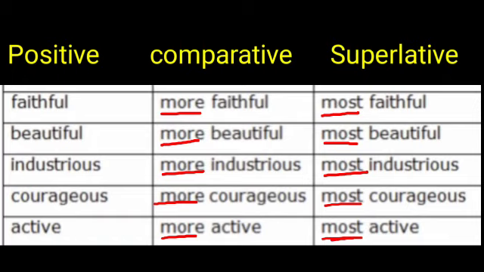Many adjectives of two and more than two syllables take the word more before them to form the comparative degree and the word most to form the superlative degree. For example, faithful, more faithful, most faithful. Beautiful, more beautiful, most beautiful. Industrious, more industrious, most industrious.